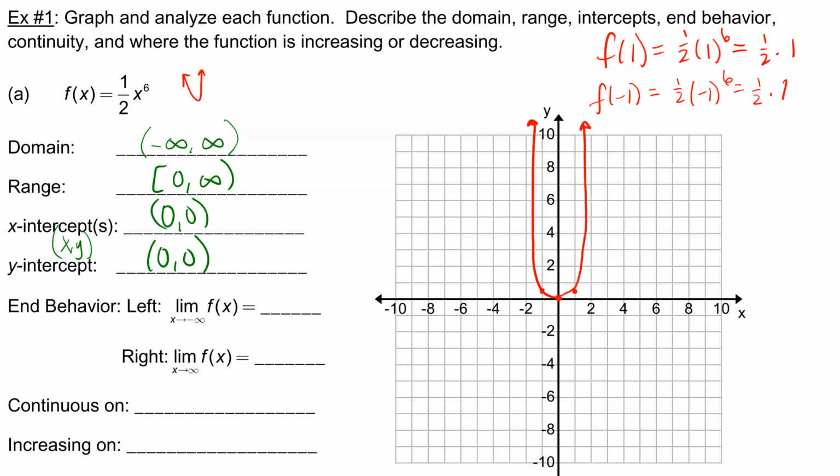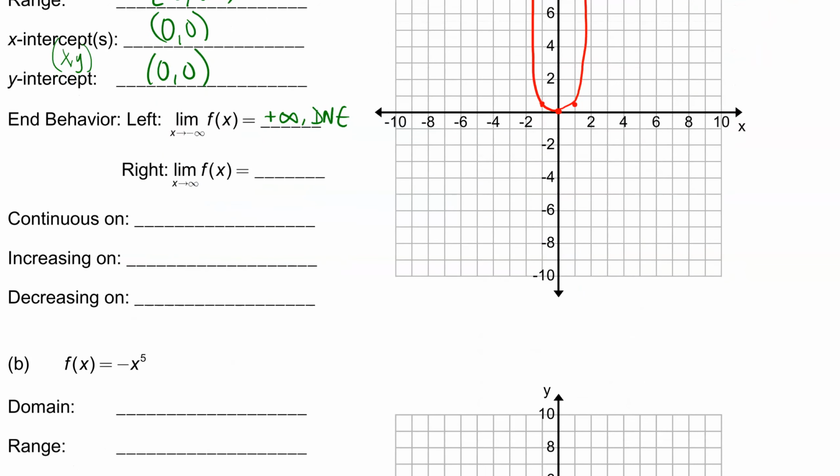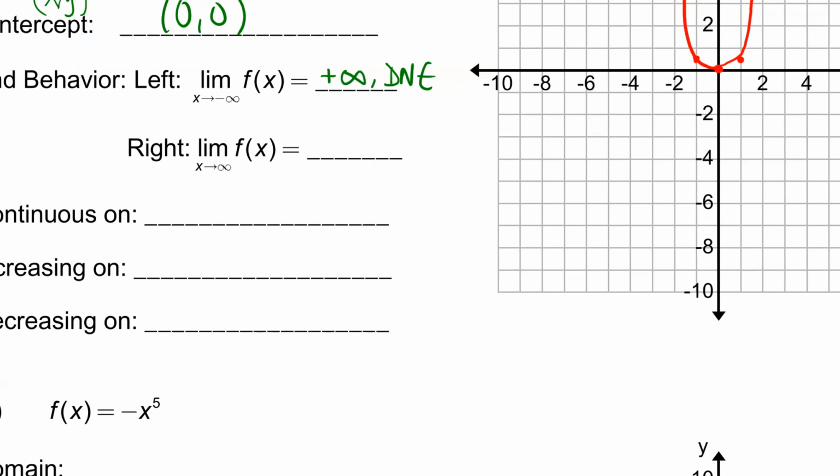What about end behavior? Next. As x goes to negative infinity, what's happening to the y value? Goes to positive. So the hard part here is as we go to the left, y is going up, which is positive. So I say positive infinity comma does not exist, because technically it's not a number. Infinity is not a number. Sorry, is that a little easier to see? Blow it up a little bit.